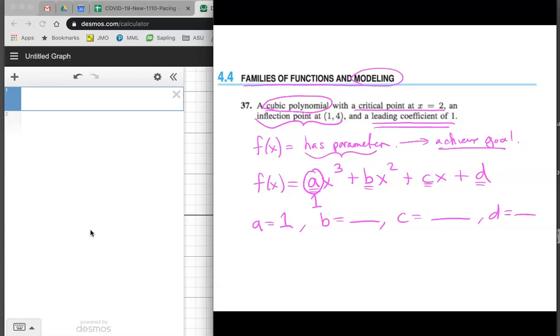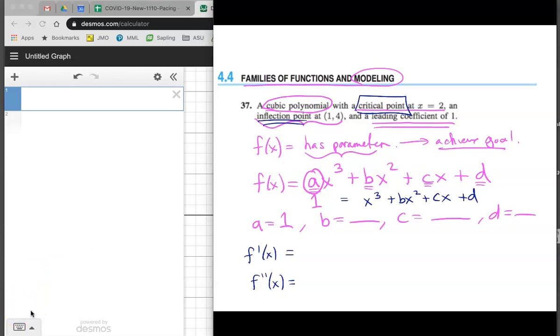Because we're dealing with critical points and inflection points, we're going to need both the first and the second derivatives. So if you could take a moment to write down those derivatives, we can see what's going to happen. All right, we're back. The derivative would be 3x squared plus 2bx plus c. D is a constant, so its derivative is 0. And f double prime of x is 6x plus 2b.